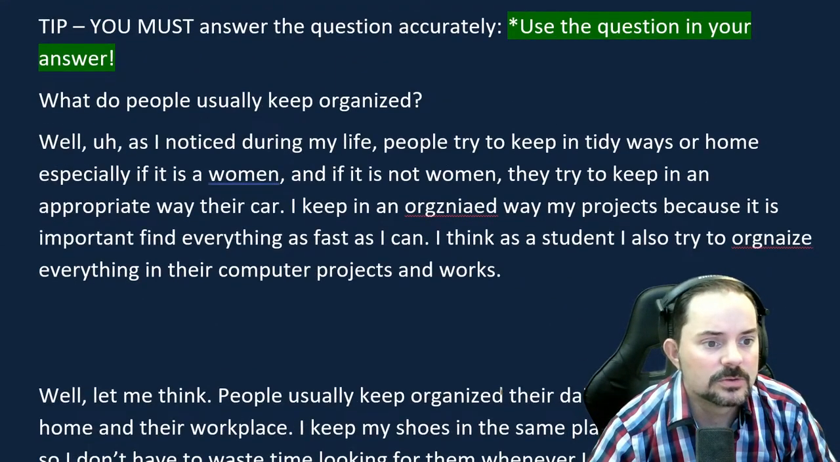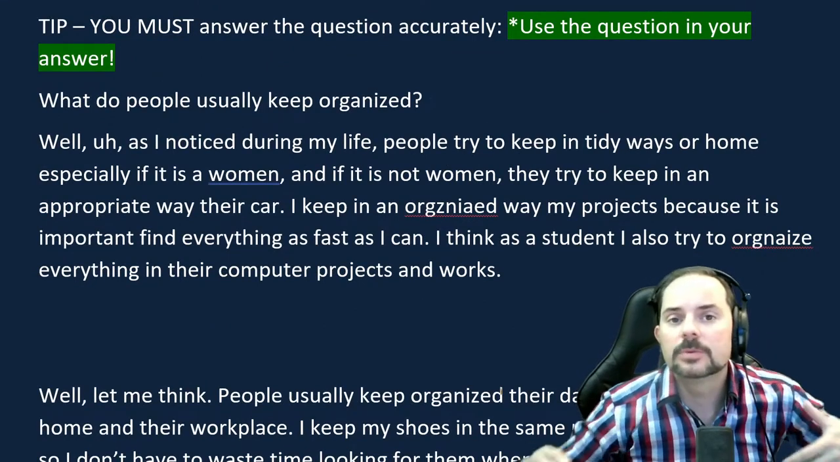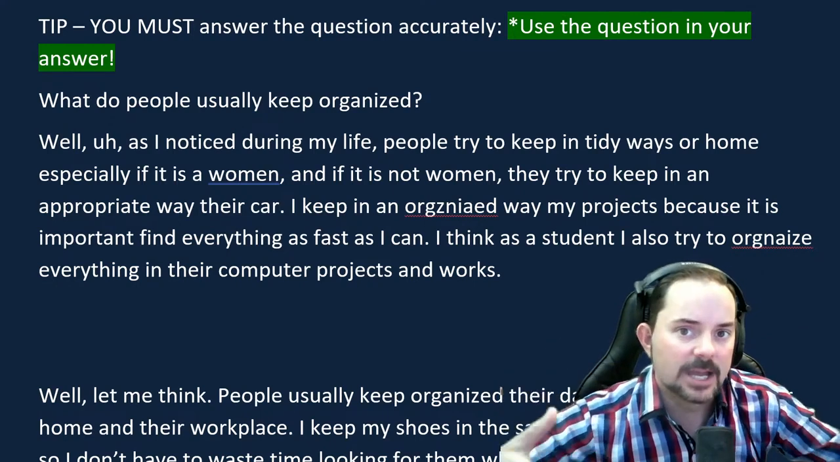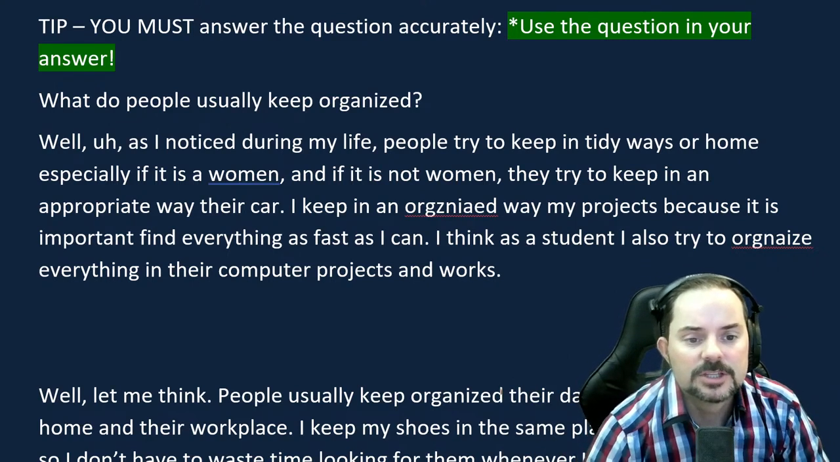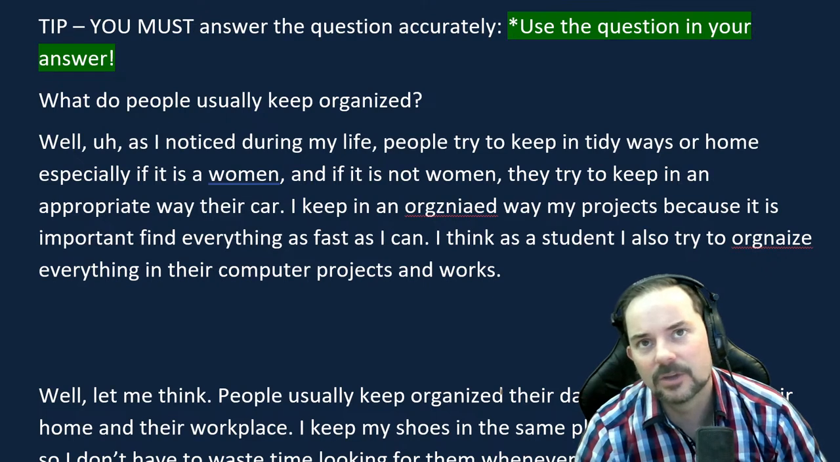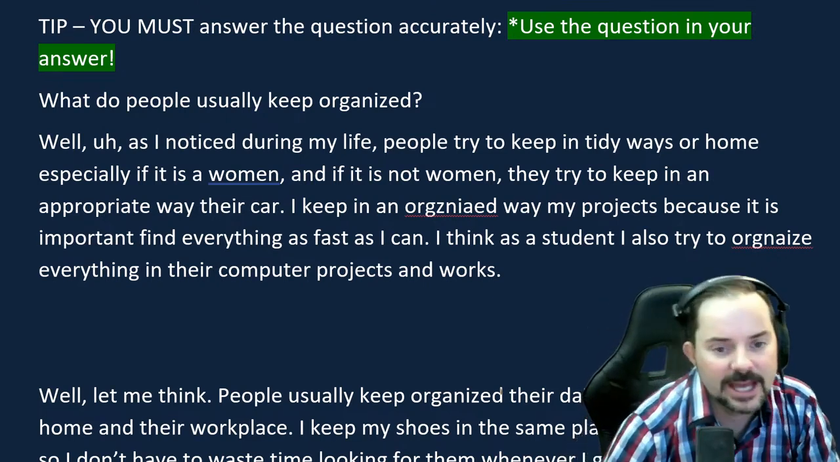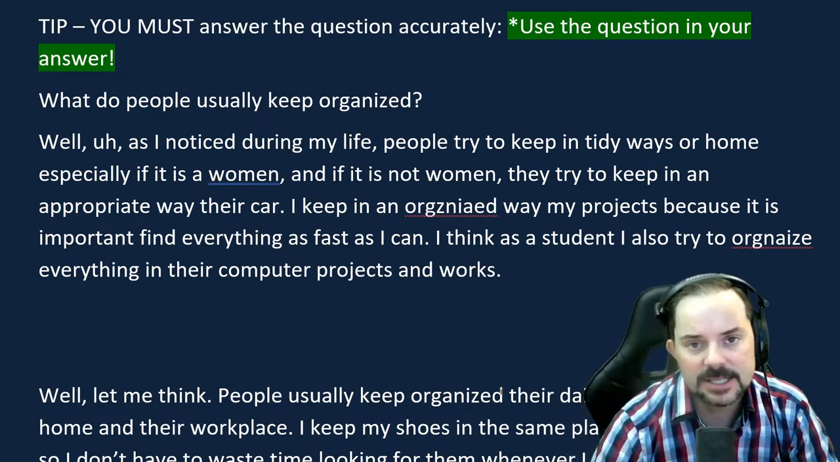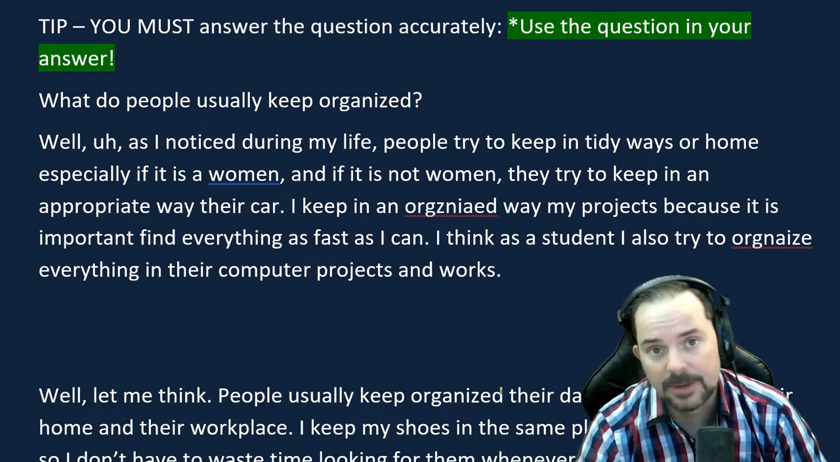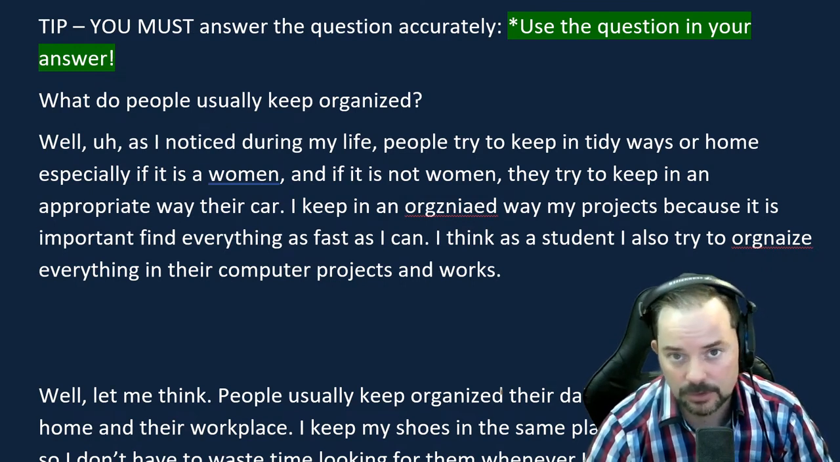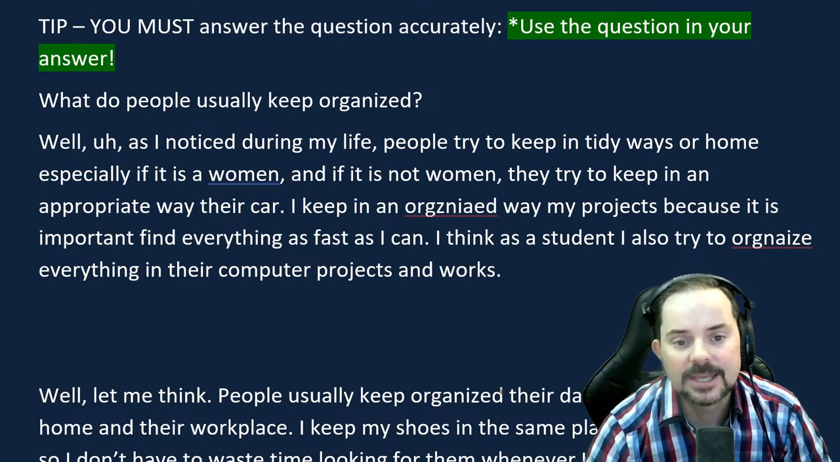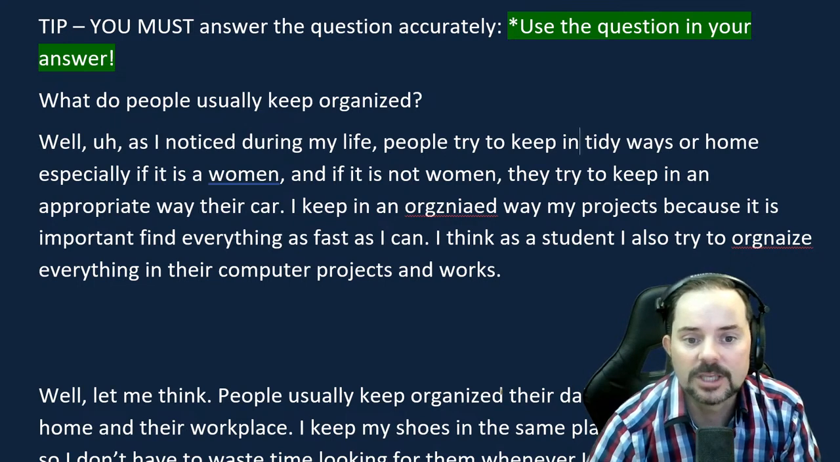The first question I asked you is, what do people usually keep organized? I like how you really gave a natural, original style of speech. It was really good. You said, well, as I noticed during my life, I thought that was a really good leading expression. You said people try to keep in tidy ways. Good idea for the vocabulary, but not quite accurate. Now, in these practice sessions, that's what you want to do. You want to test it. Am I using this vocabulary correctly? Adrian will correct it if it's not, right? To keep tidy means to keep organized. So you're correct. That is the concept. But we don't say keep in tidy ways. Just simply keep tidy. Okay. You don't want to overcomplicate these expressions. Okay. So people try to keep tidy their home, or keep their home tidy.